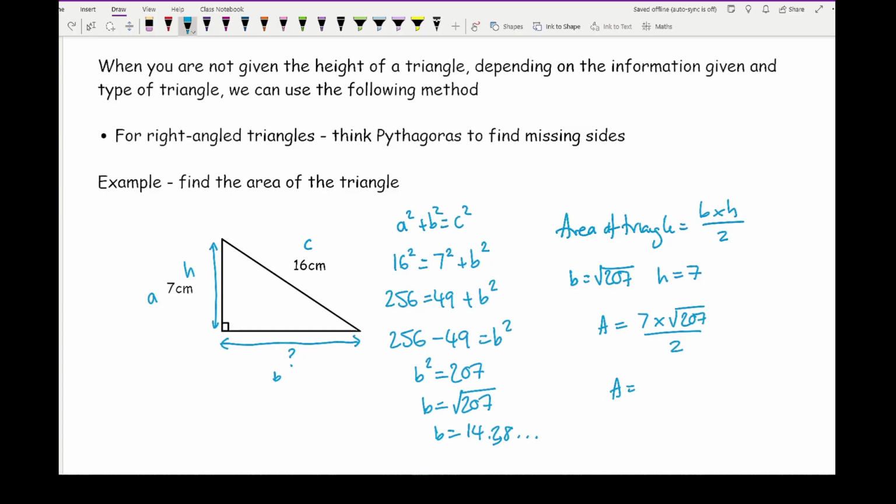And again, you always want to try and be as accurate as possible, so rather than using 14.428, I'm going to use root 207, and then divide that by 2, and I get an answer of 50.356, and if we round that number up, I get 50.4 centimetres squared, and that's to 1 decimal place.